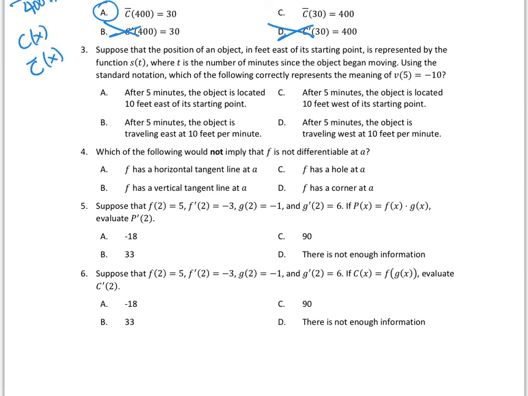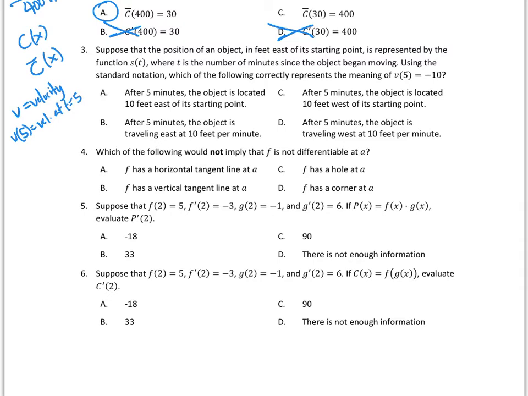Looking at number 3, we have that the position of an object in feet east of its starting point is given by S of t. And now we're told v of 5 is negative 10. So remember that v represents velocity, and the number inside the brackets is still going to be time. So this is telling us the velocity, v of 5, is the velocity at t equals 5. In other words, in this case, after 5 minutes.